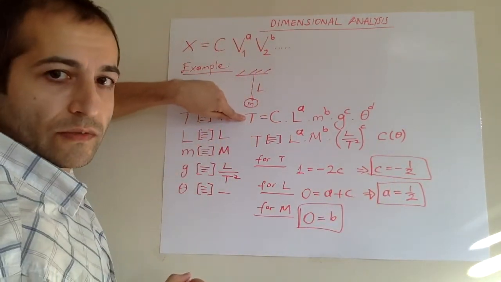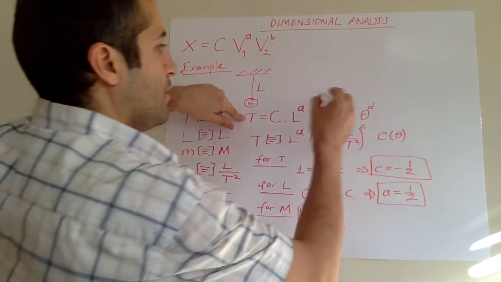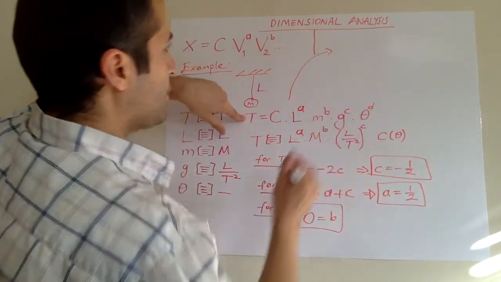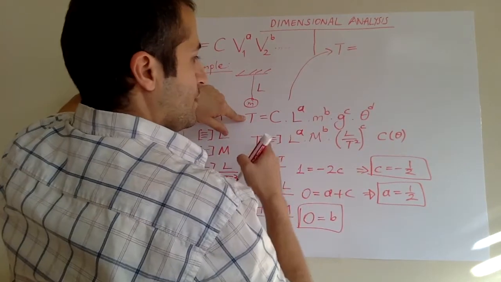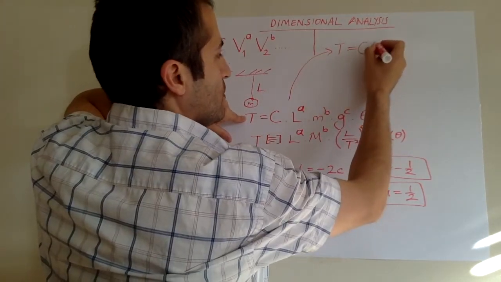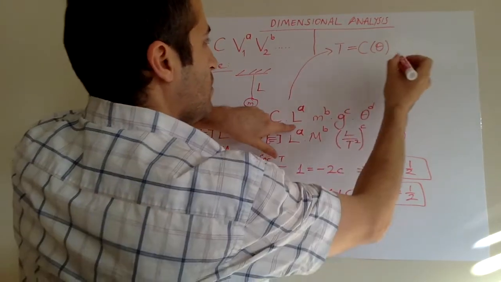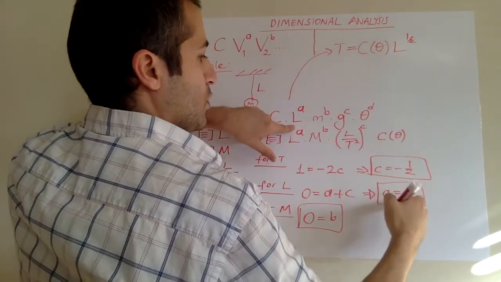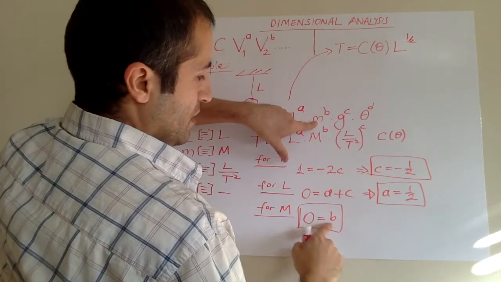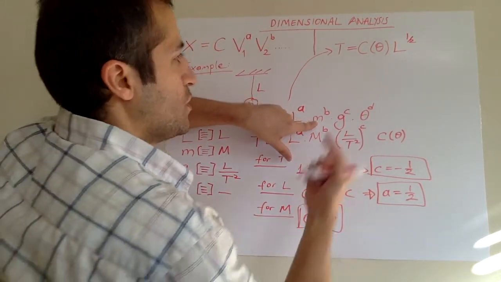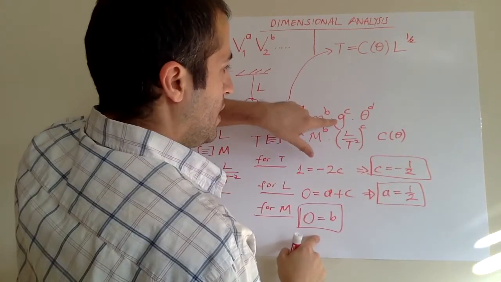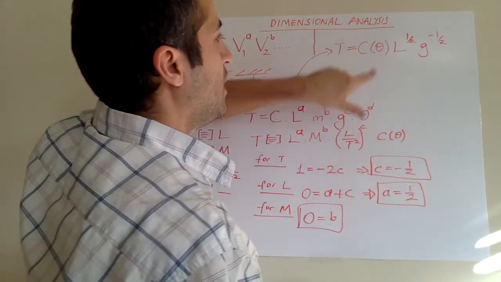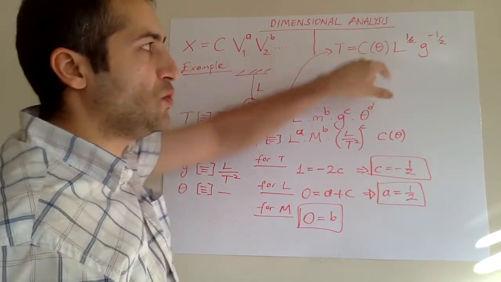for our proposed equation. If I insert these values and continue here, t is going to be equal to some constant, which might depend on theta, times L to 1 over 2, because a is 1 over 2, mass to b, m to 0, which is 1, so I don't need to write mass there, g to c, and c is minus 1 over 2, so g to minus 1 over 2, and theta we absorbed in this constant because it's unitless.